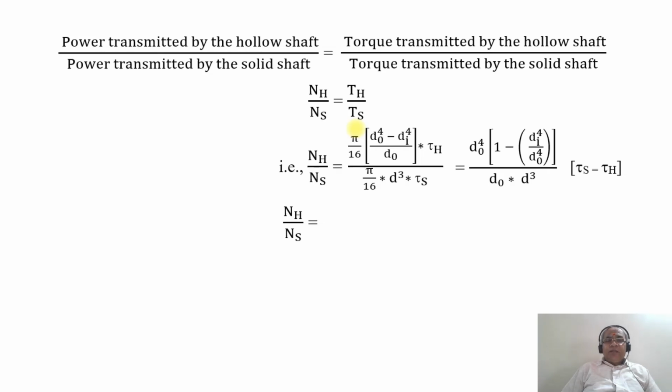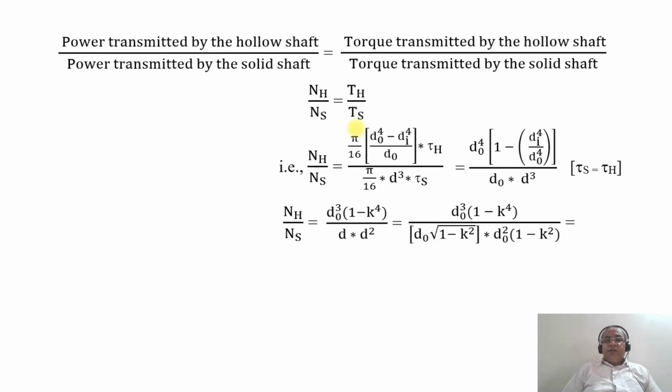Therefore, the power transmitted by the hollow shaft divided by the power transmitted by the solid shaft, that is NH by NS, will be equal to, d naught gets cancelled, d naught cube into (1 minus k to the power of 4) by d cube. The d cube can be written as d into d square. So substitute the value of d: d naught cube into (1 minus k to the power of 4) divided by d naught into square root of (1 minus k square) into d square into (1 minus k square).